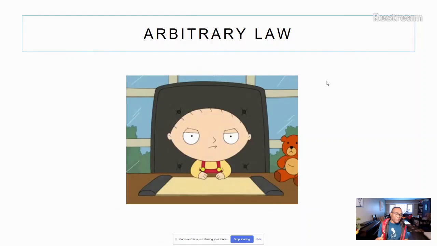So here's Stewie Griffin to explain an example of an arbitrary law. Stewie Griffin from Family Guy makes a ton of arbitrary laws all the time. As you know, Stewie is a psychopath and a sociopath. And this clip is Stewie announcing some laws that he's made.